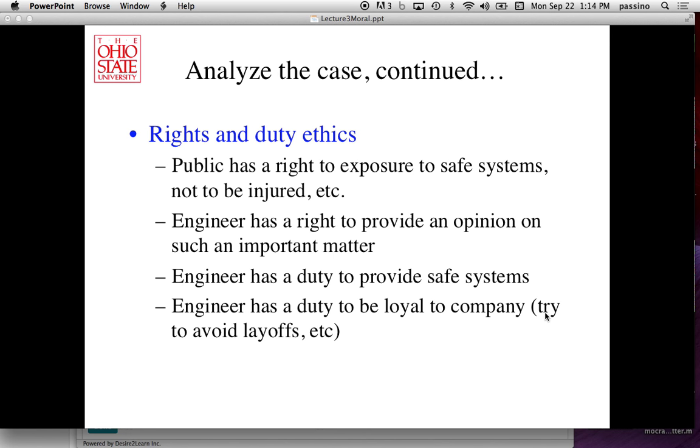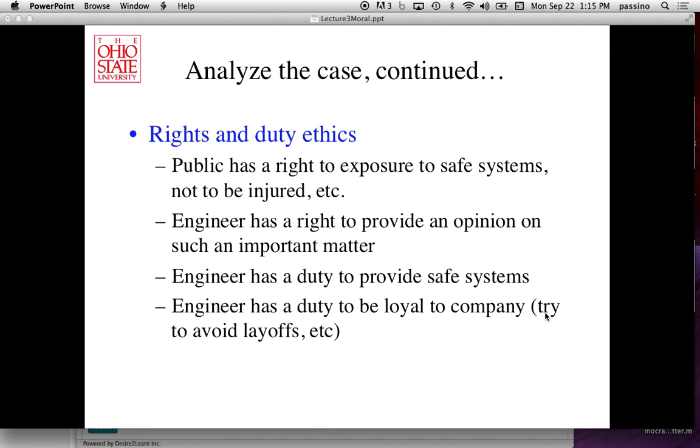Engineer A could be in a company like this where they're not even asked, because they may say, oh, they're just going to tell us we have to do more tests. We're not going to listen to them. But Engineer A has both a right and a duty to comment on this important case about the software and how the subsequent system can affect the public. This is connected with the statement that they have a duty to provide safe systems. At the same time, the engineer has a duty to be loyal to the company.